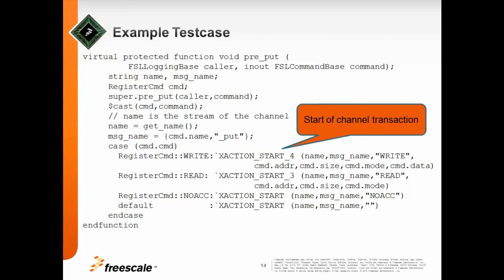So you have these macros here where you have a stream name and a message name. These are two handles kind of to the stream. And you can also store the information with this. And all of this is basically done in the base class. So every extension is using this. And we call this here, this calling of the start macro, the start of the channel transaction.